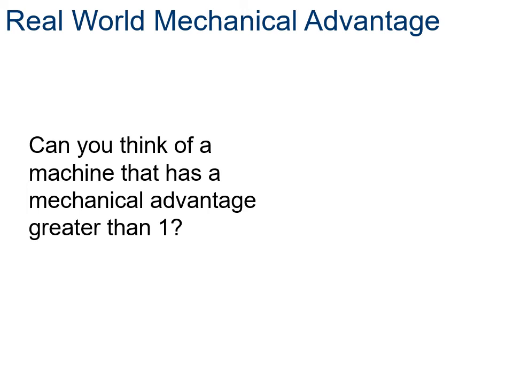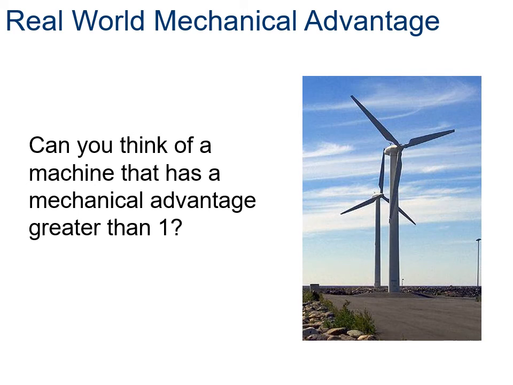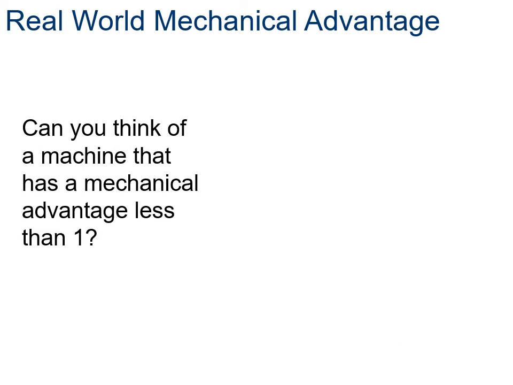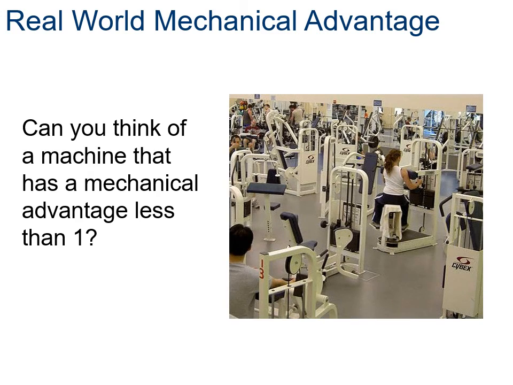Can you think of a machine that has a mechanical advantage of greater than 1? One example is a windmill. Can you think of a machine that has a mechanical advantage of less than 1? Well, an example is resistance machines that you might see in a gym.